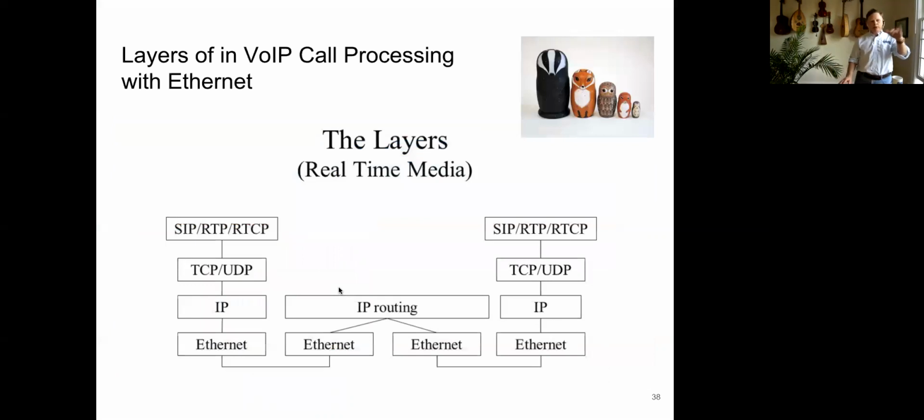So in VoIP call processing with Ethernet, for example, we have the layers. And so we have RTP. RTP is inside TCP or UDP, generally UDP. And then we have Internet Protocol that's inside that. And then we've got Ethernet.